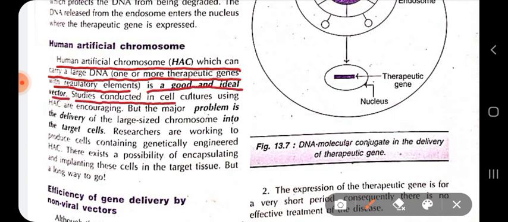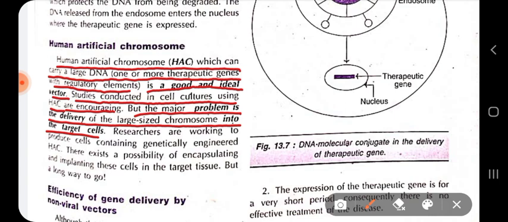Studies concluded that cell culture using human artificial chromosomes is encouraging, but the major problem is the delivery of such a large chromosome into the target cells. That is the main problem. In ex vivo gene therapy, we isolate the target cells, culture them, then transfect the target cells with the human artificial chromosome. Here we will directly inject the human artificial chromosome into the target cells. That's also a big problem because of its large size.